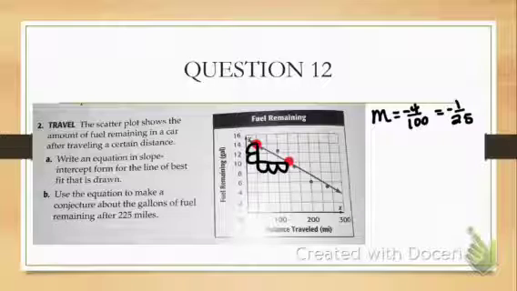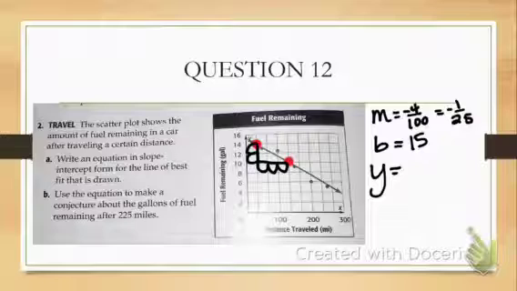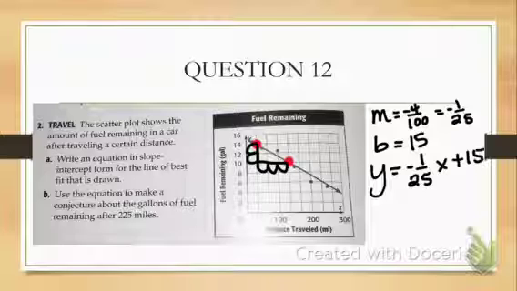If you identify your y-intercept, you're just extending your line to see where it crosses the y-axis, and here it appears to cross at 15 or 16. When using the equation, you're going to find that it's actually closer to 15, but either would work. So our equation is going to be y equals -1 over 25x plus 15.